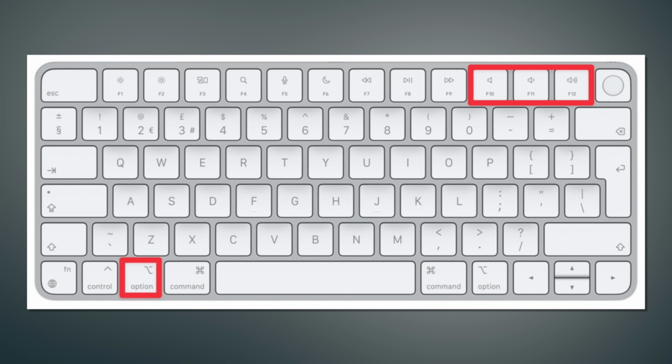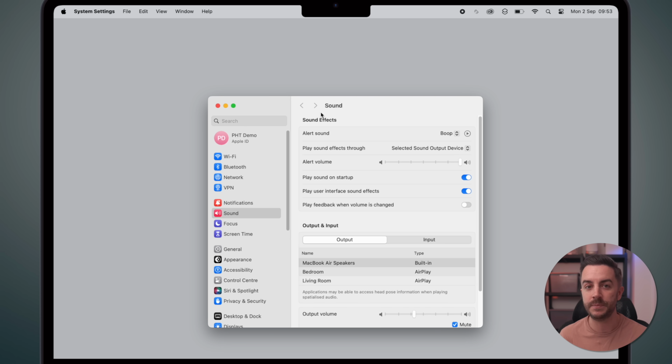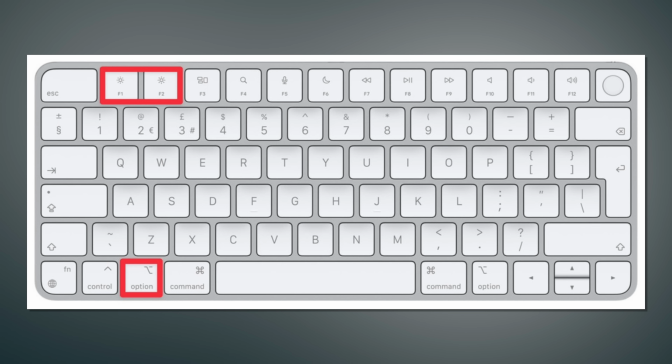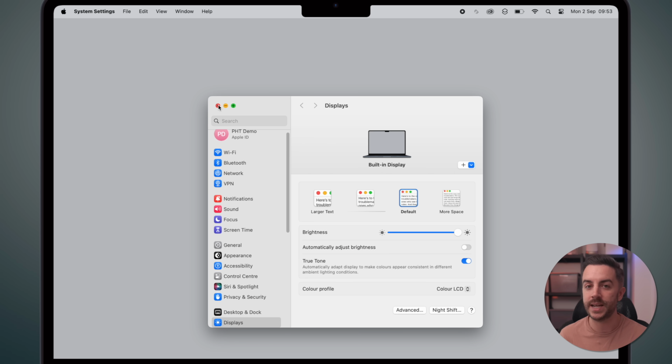Also, if you want to quickly access the sound settings on your Mac, press and hold the Option key and tap on any of the volume keys, including the mute button. If you want to quickly access the display settings, press and hold the Option key and tap on either the brightness up or brightness down key.